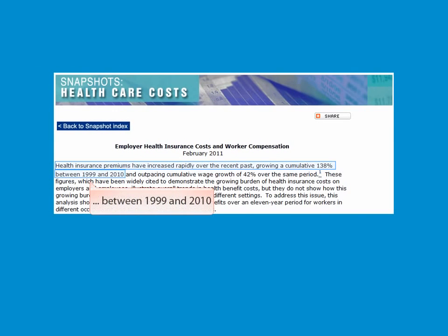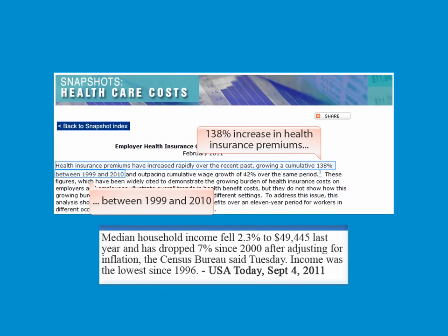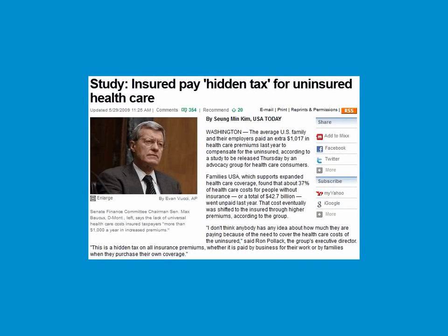In the years from 1999 to 2010, employer-sponsored insurance premiums have more than doubled. Yet during the first decade of the 21st century, the median income actually fell by 7%. If unchecked, health insurance premiums are expected to double again by 2020. Americans with insurance also pay a hidden tax of over $1,000 per family per year to cover the uninsured for uncompensated medical care.